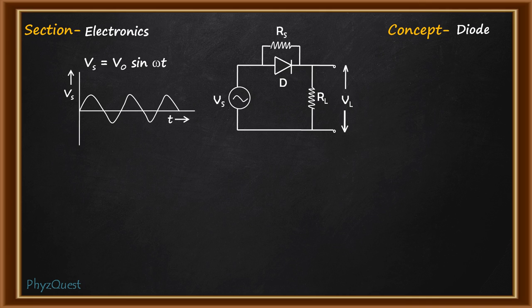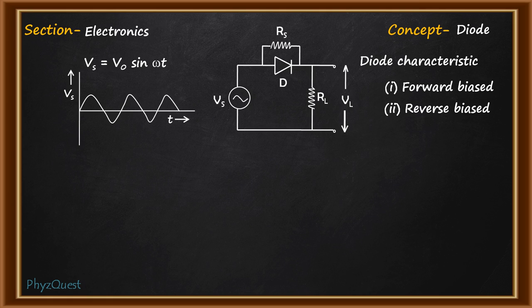Now, when such a source is applied to a circuit which contains an ideal diode, the flow of current within the circuit will be affected by the diode. This is due to the response of the diode to the AC voltage source. A diode has two characteristics: one is forward biased and the other is reverse biased. So its behavior will be different during the positive and the negative half cycle of the voltage source. Let's look at how it will behave.